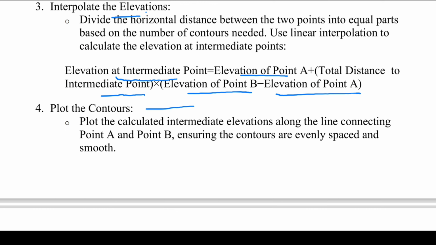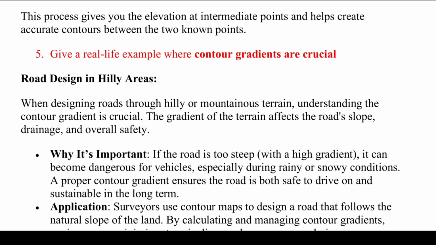Next, we have to plot the contours. So how are you going to plot the contour? Calculate the intermediate elevations along the line connecting point A and point B. Whatever the spacing, place the points evenly and you will get a smooth surface. This process takes place for the elevations between intermediate points. Based on this procedure, you can create accurate contours between two known points.